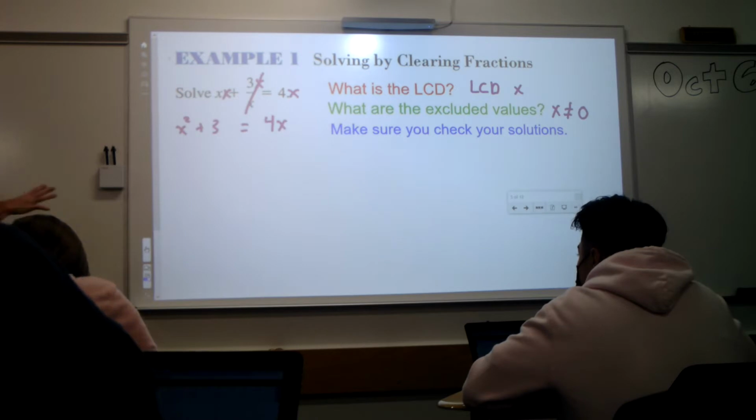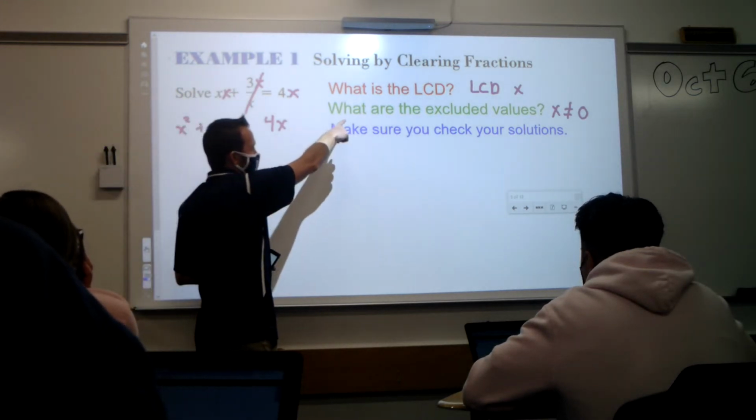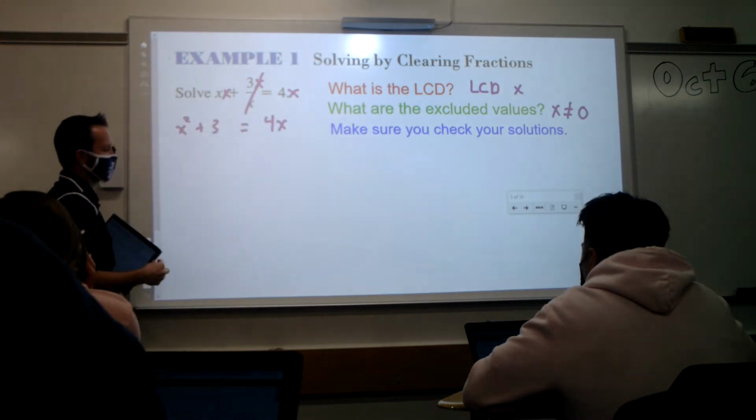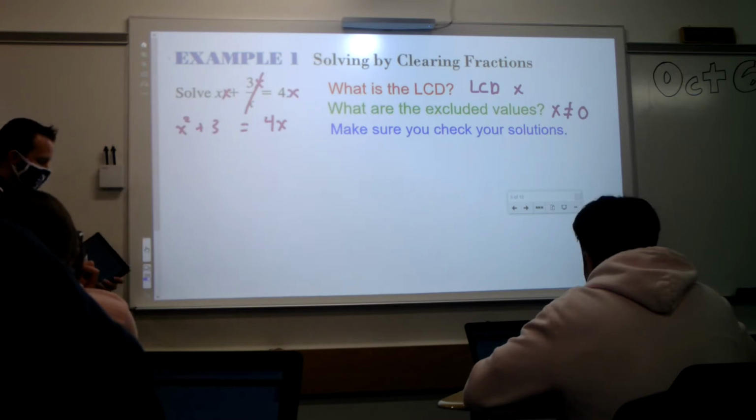This one. So far, on this problem, we found the LCD, we found the excluded values, we multiplied the LCD to both sides, and we got rid of the fraction, okay? That's the first step in solving rational equations, okay? What did you do to simplify and solve this, Adam?